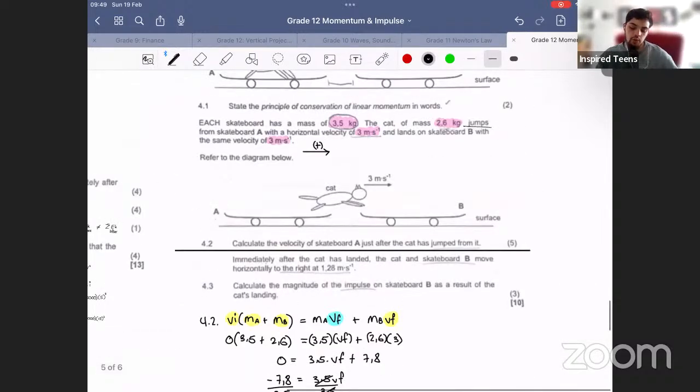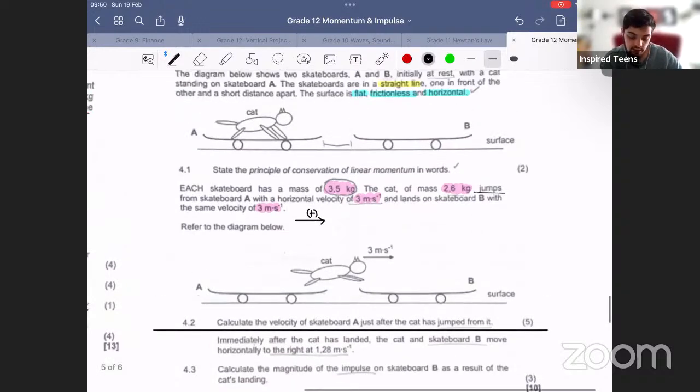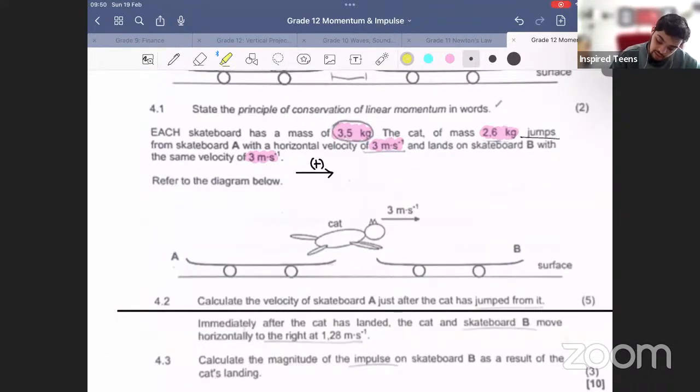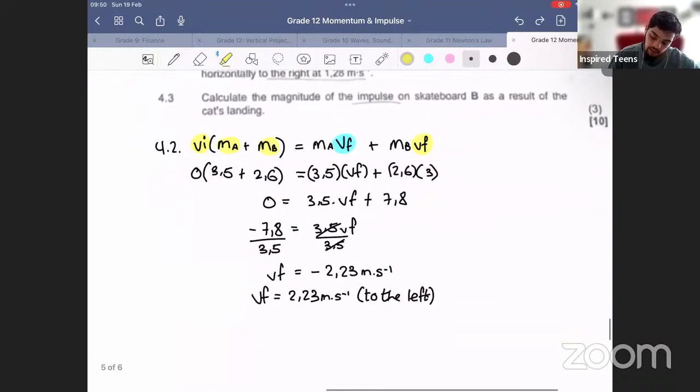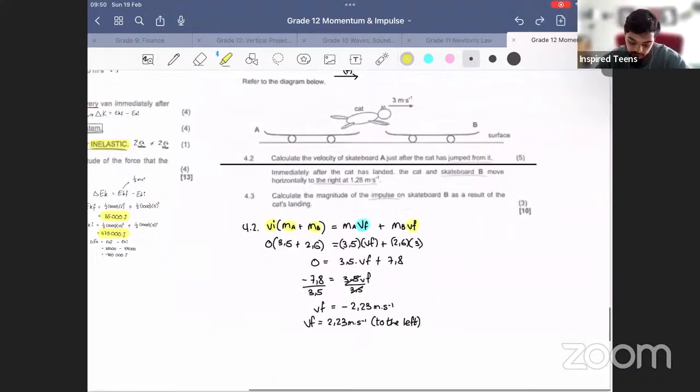Please do note that, yes, it makes sense. If a cat is standing, why is the initial velocity 0 and not 3? Yes, they mentioned that it was at rest. They were stationary, very good. It's in the first line: the two skateboards A and B are initially at rest. Then after they are at rest, the cat decides to jump with that velocity, so that is its final velocity once it separated. And it makes sense. If this cat is going to jump off the skateboard, obviously it's going to exert a force onto the skateboard in the left direction, then it's going to move to the left.